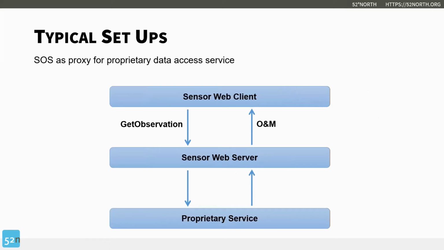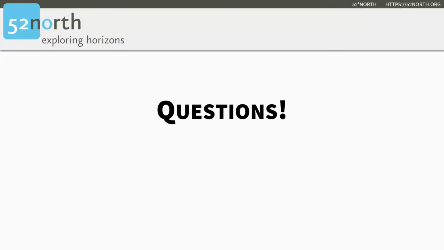Or if you are already exposing some proprietary service which does not yet fully follow the OGC specification, there's also an option to deploy such a sensor web server on top of this as a proxy solution that encapsulates your existing endpoint and just translates between this existing endpoint and the outside, translating that to the standards of the OGC. So these are different options.